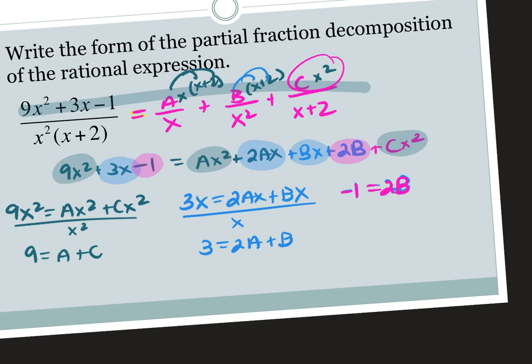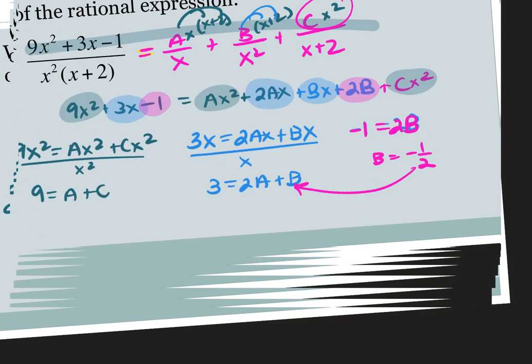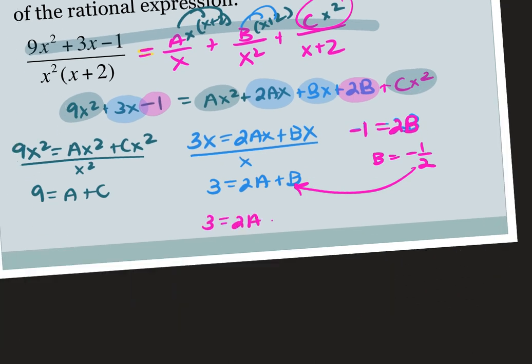What's b this time? -1/2. Then I got to plug it in. I can't plug it into the first one. I don't have a b there, but I do have a b in the second one. So I'd get 3 equals 2a minus 1/2. You can multiply by 2 if you want to get rid of the fraction, or you can add the fraction plus 1/2. And I'd get 3 over 1 becomes 6 over 2. So 7/2 equals 2a. And then divide by 2 or multiply by 1/2. And I get a equals 7/4.